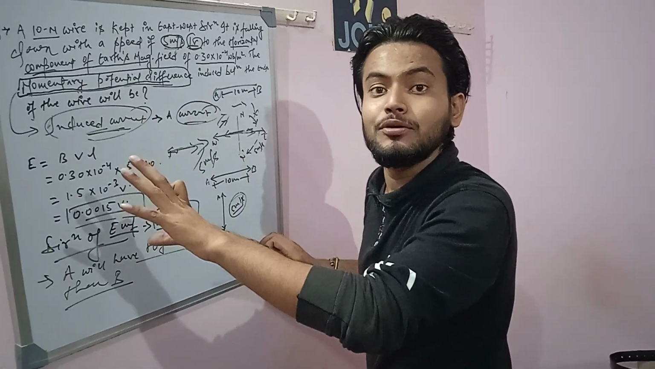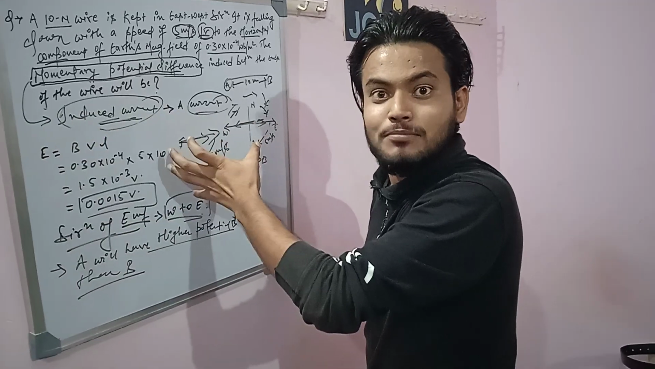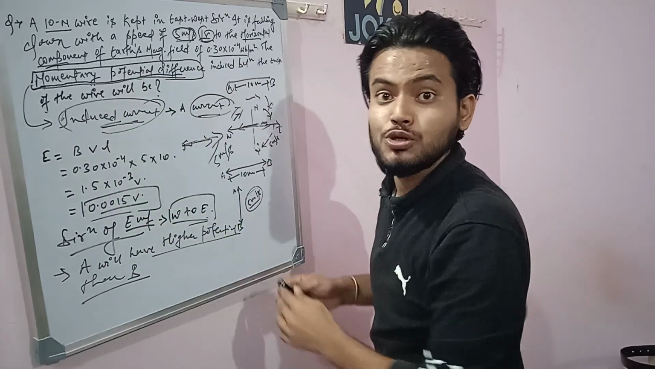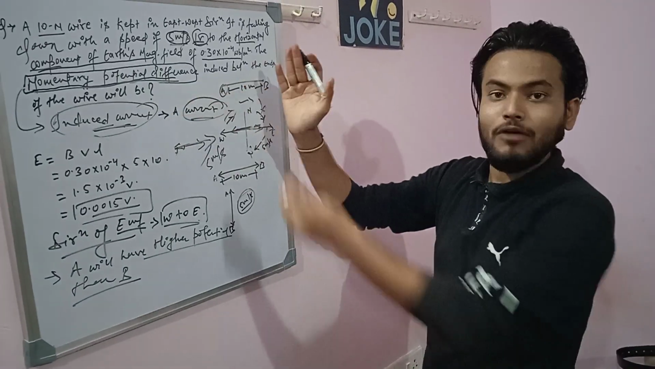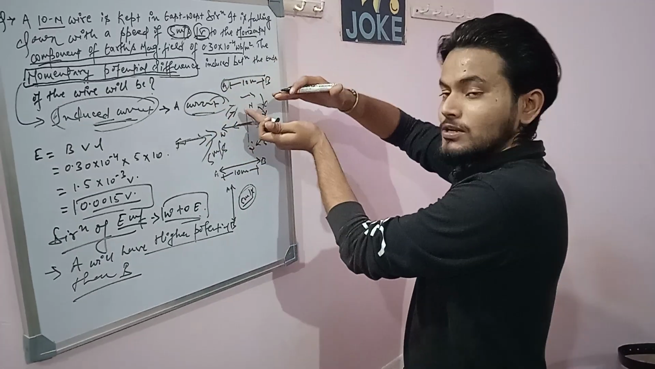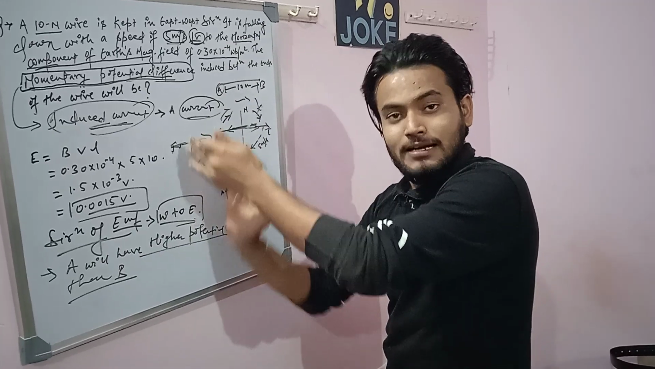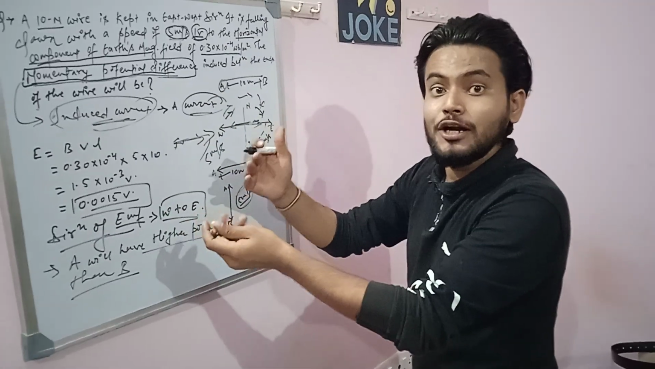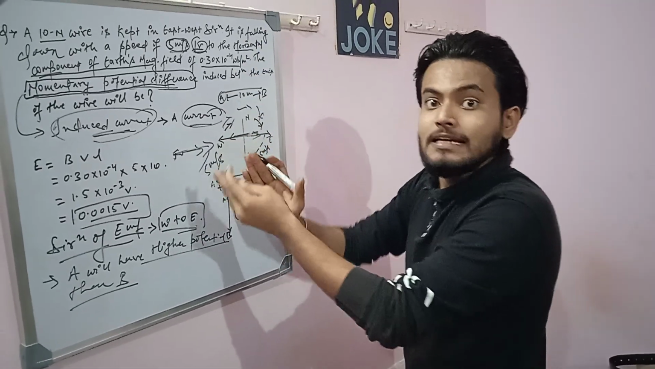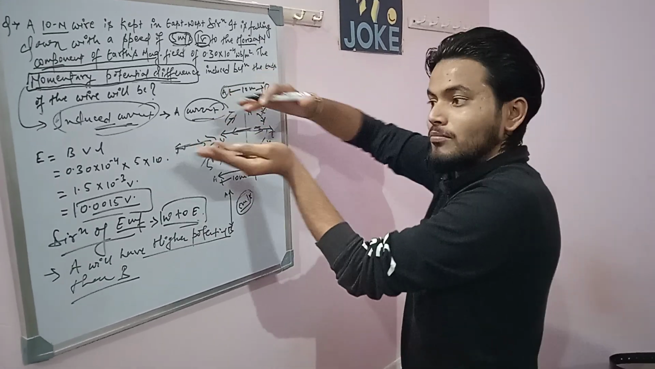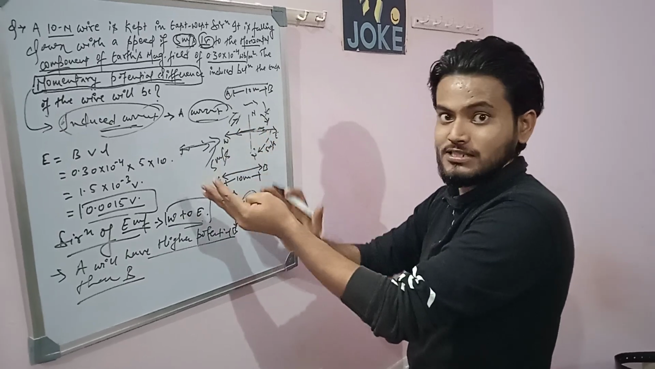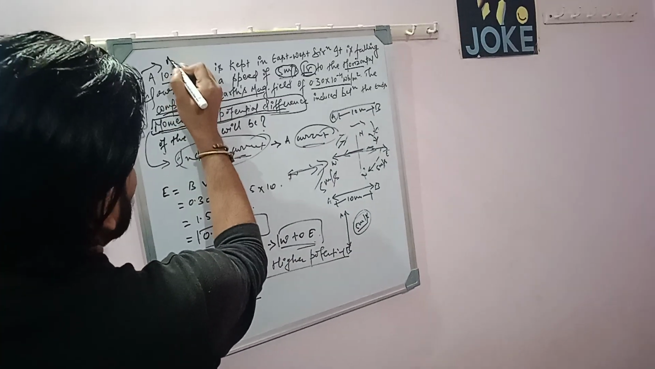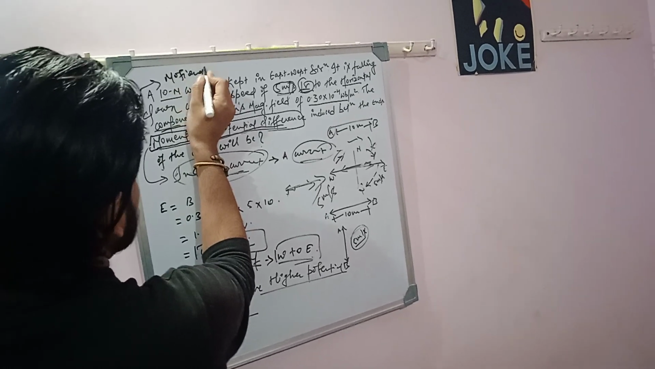Motional EMF means that whenever a conductor is in motion, whatever EMF we get is known as motional EMF. And we know that the wire is in motion, right? It is coming from the horizontal component downward to the vertical, so it is in motion. So we will call this topic motional EMF.